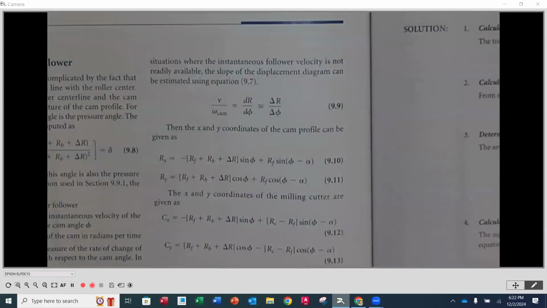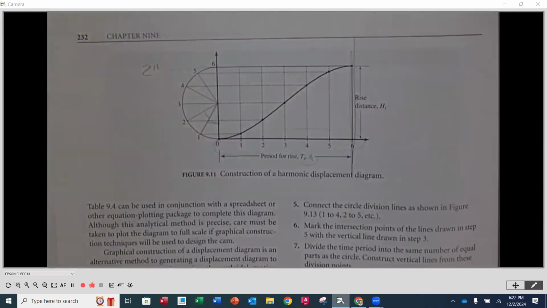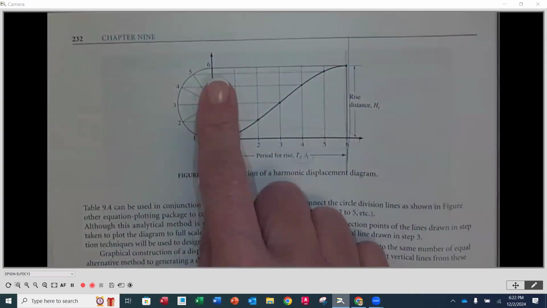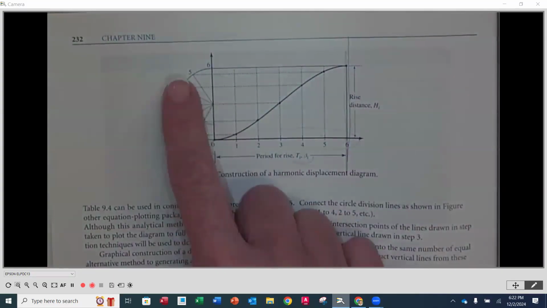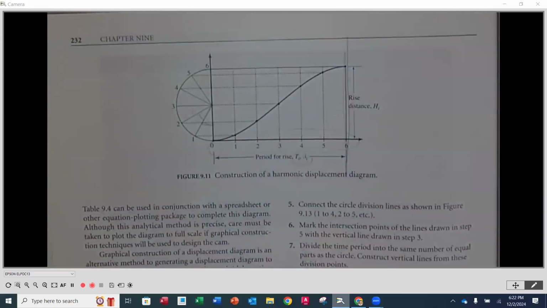Now, because it's harmonic motion, you are going to look at page 232 at the top here. This is going to be how you construct your rise and your fall. Whatever the total rise is, that's going to be the height of your half circle. You're going to divide that into 6. And then whatever your beta is going to be the length of that line. You divide that into 6 equal segments. And then you find your corresponding points, and then you put a best fit spline through those points.